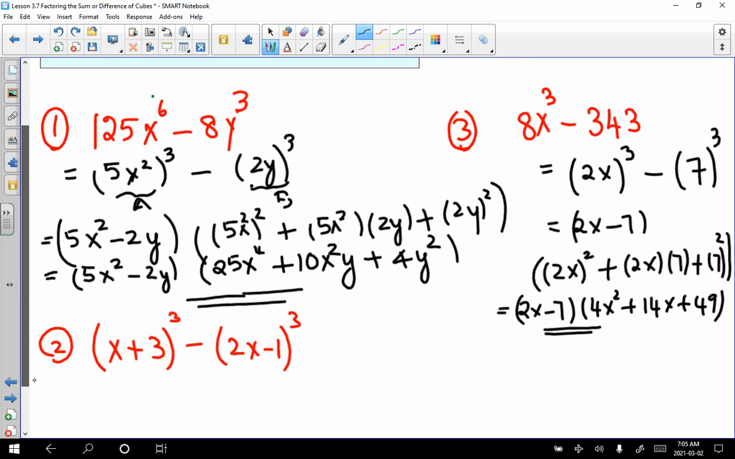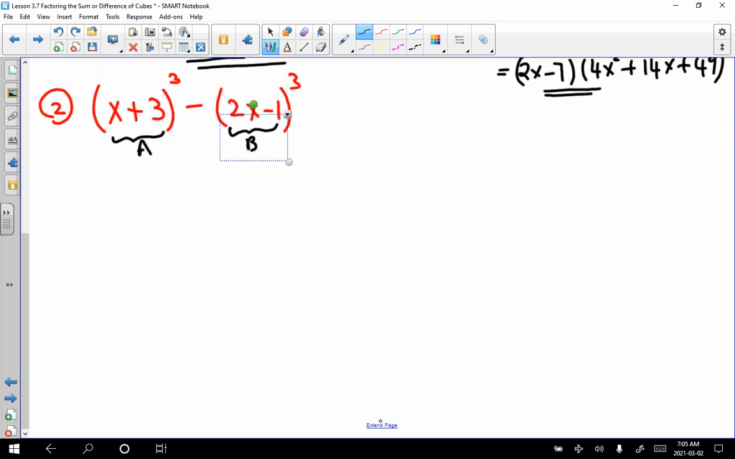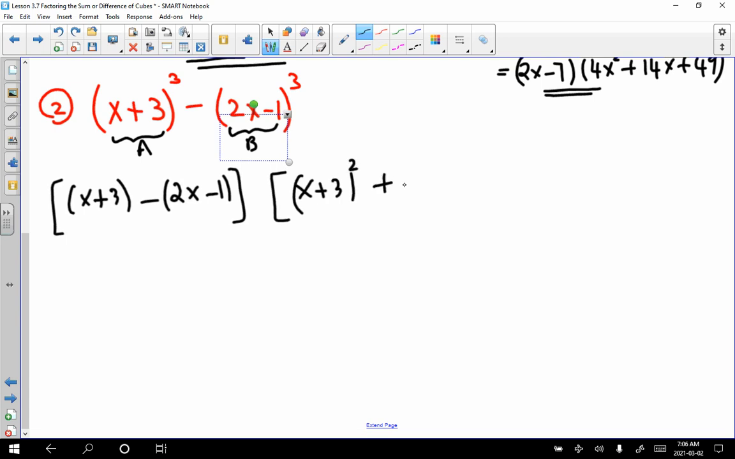Okay, let's try another one. X plus 3 cubed minus 2x minus 1 cubed. So it's still applicable. You can consider this entire expression as your a, and this entire expression is your b, and then use the formula for a cubed minus b cubed. So it's a minus b, so let's just use big brackets, a minus b, right, times a squared, so x plus 3 squared, plus ab, so x plus 3 times 2x minus 1, plus b squared, so 2x minus 1 squared.